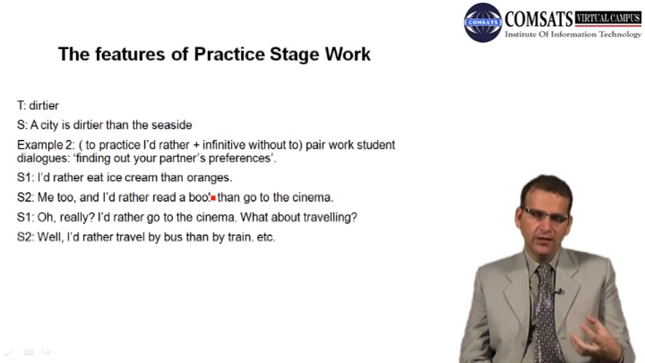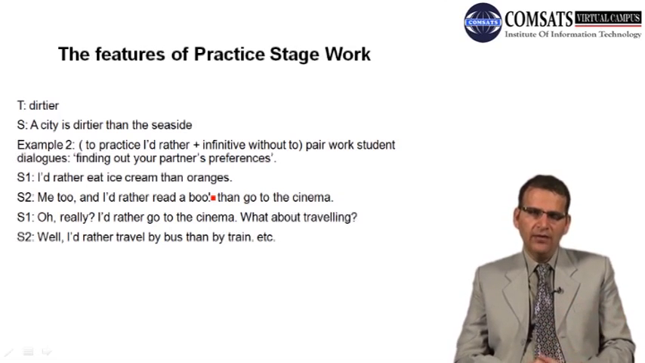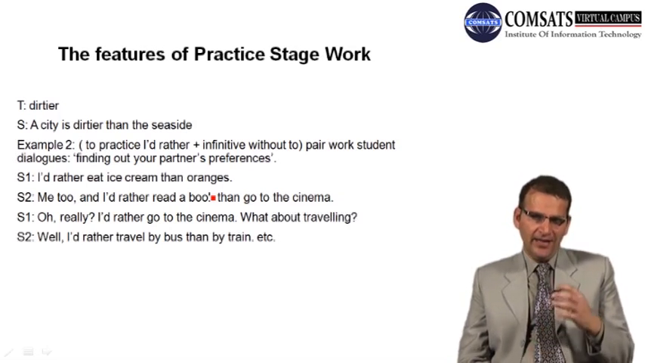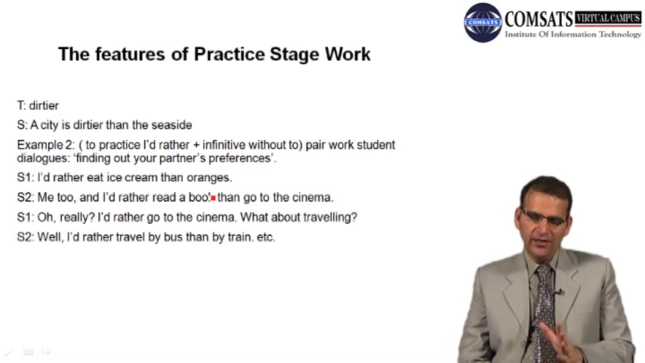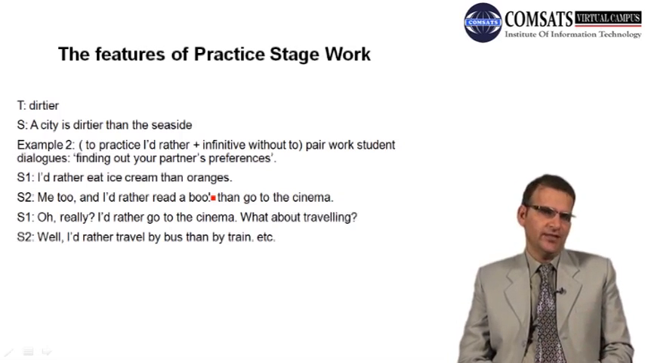If you see on the slide, the pair work of students is finding out your partner's preferences. Student 1: I would rather eat ice cream than oranges, right? In the previous example we saw that oranges are healthier than ice cream, and then the student says, I would rather eat ice cream than oranges. And then student 2: me too, I would rather read a book than go to the cinema. Or really, I would rather go to the cinema. What about traveling? Well, I would rather travel by bus than by train, etc.